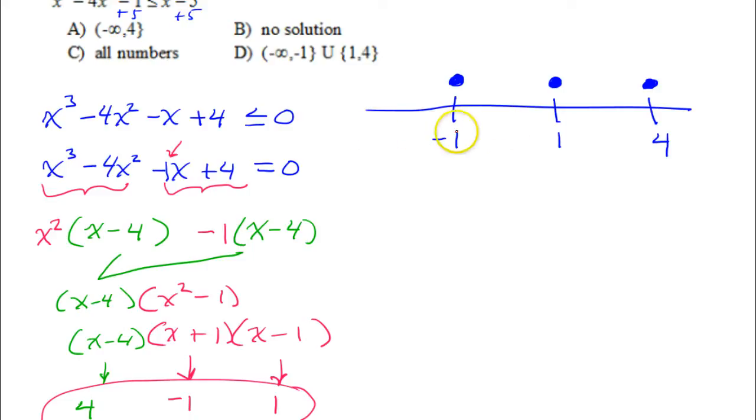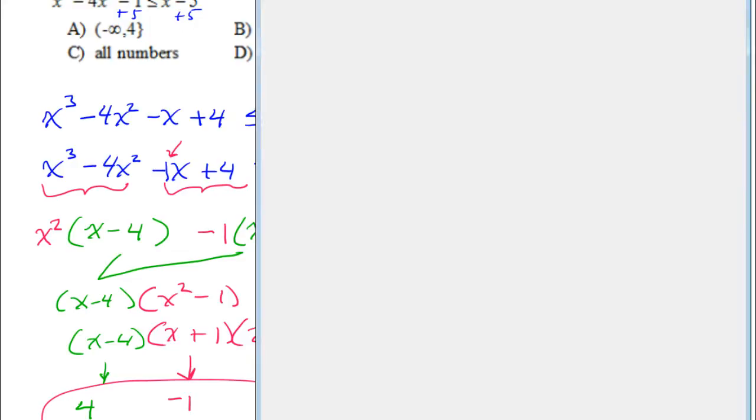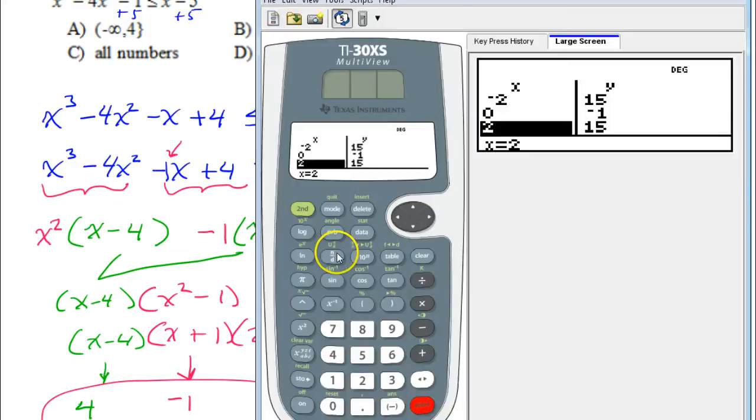So over here to the left of -1, I'm going to use a test value of -2. Between -1 and +1, I'll use a test value of 0. Between 1 and 4, I'll use a test value of 2. And bigger than 4, I'll use a test value of 5. Now, I'm going to use my TI-30XS MultiView to help me get to the bottom of this.